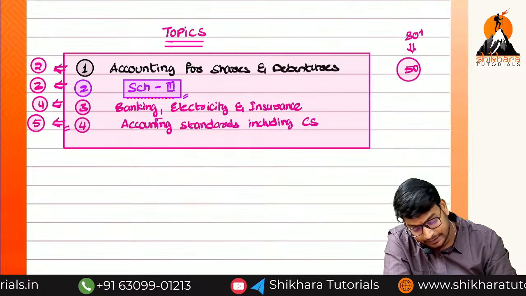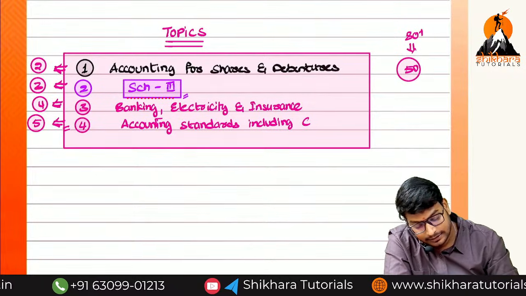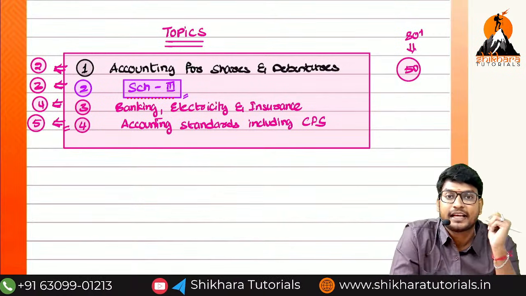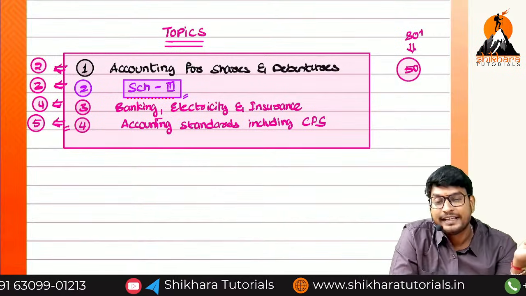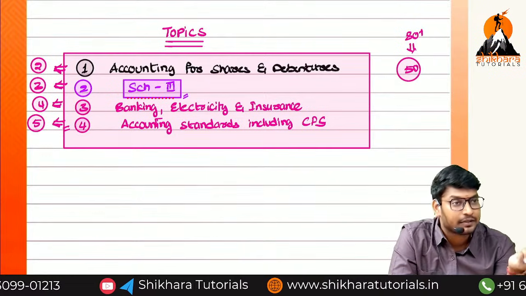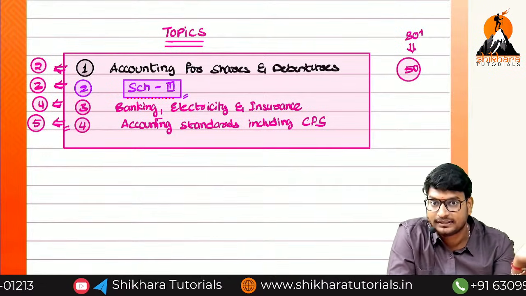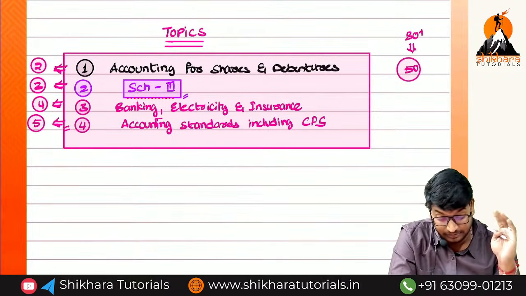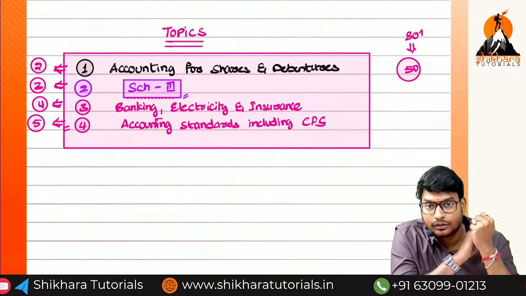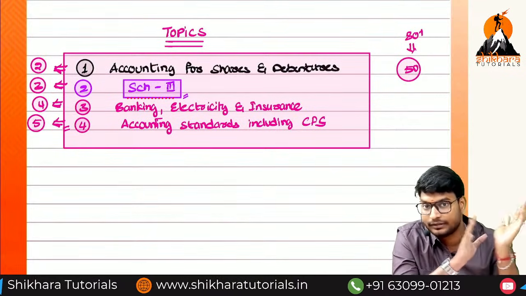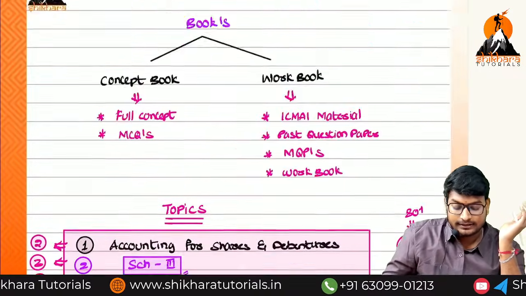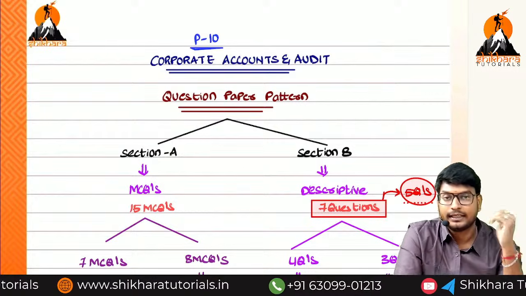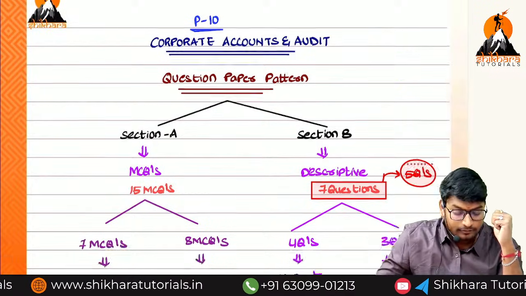The accounting standards include the cash flow statement. In short, we call it CFS. What is the meaning of CFS? Cash flow statement. I am including the cash flow statement in accounting standards because that is also one of the accounting standards. To conclude, how many chapters do we have? Only 4 topics, an easy syllabus we can do easily. So this is the overall picture about corporate accounts, and what are the books I have given.